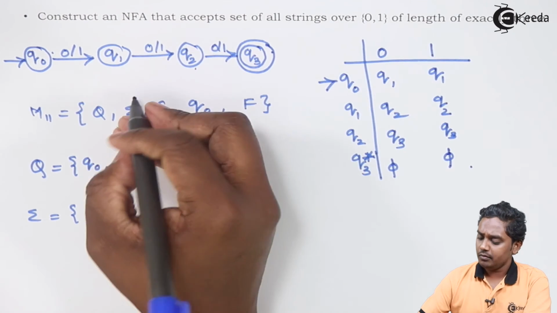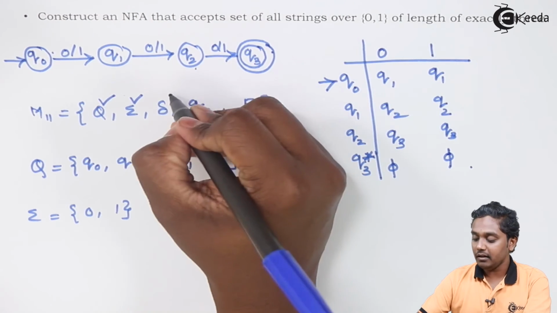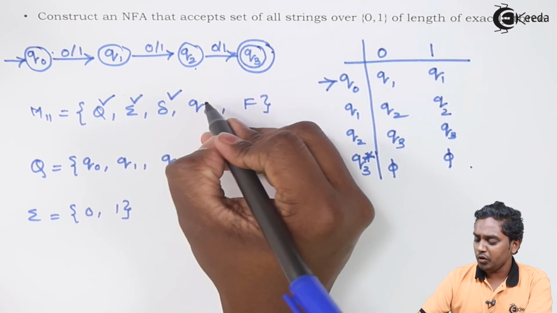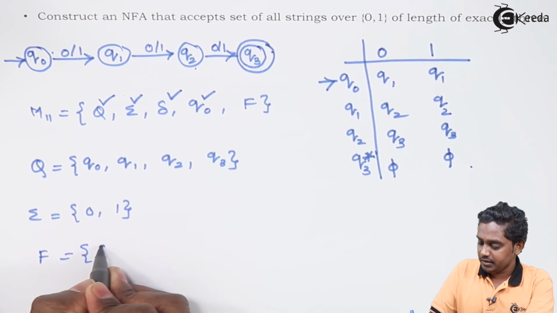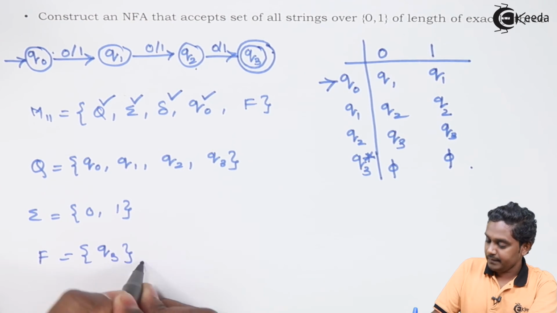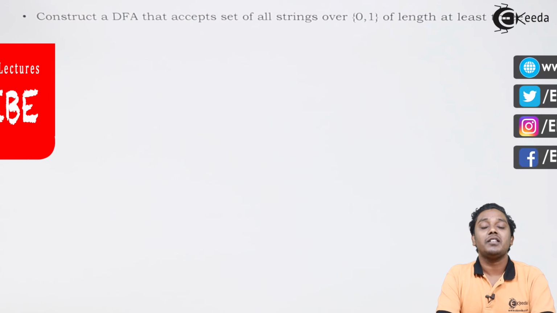We have seen the set of states Q, the input alphabet sigma, delta in the form of a table, and Q0 as the initial state. Let's mark the final state F as Q3. From the next video, we will see the equivalence of NFA and DFA, and why they resemble each other.